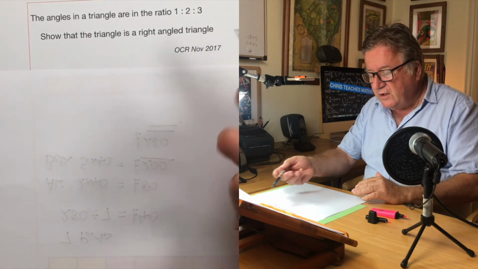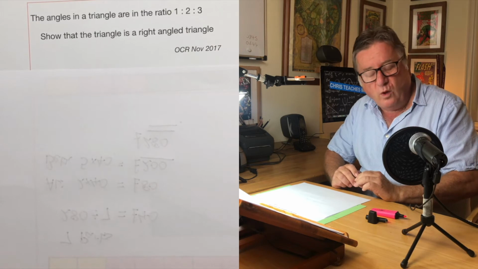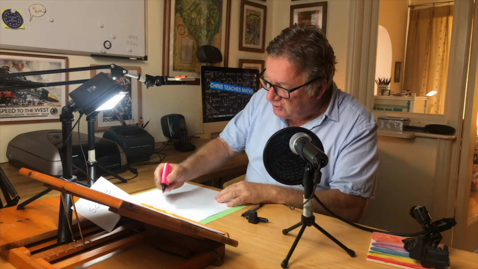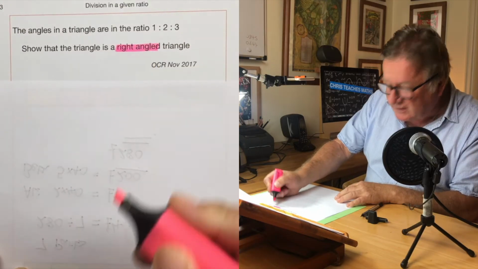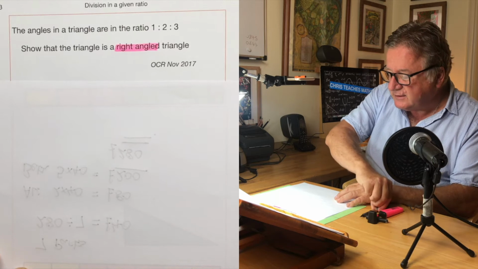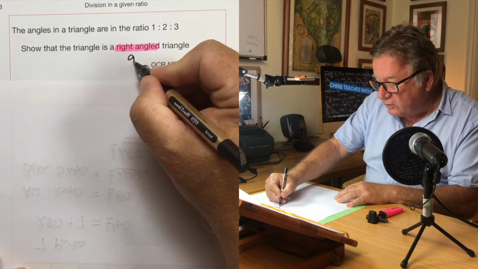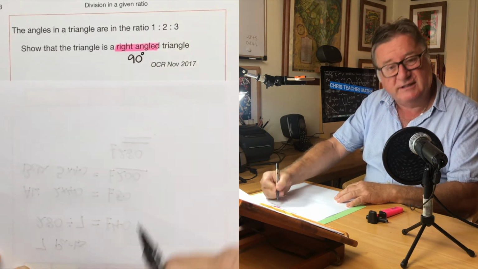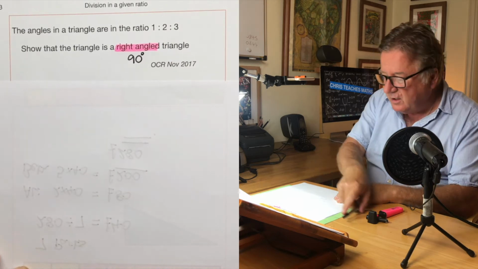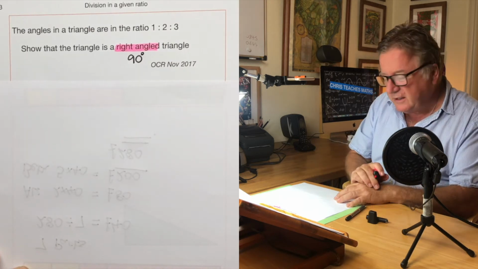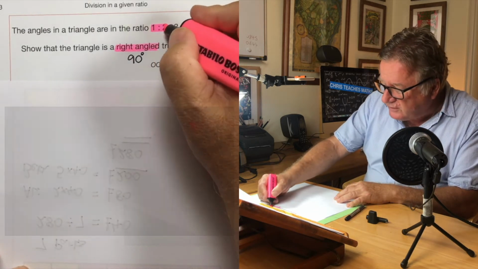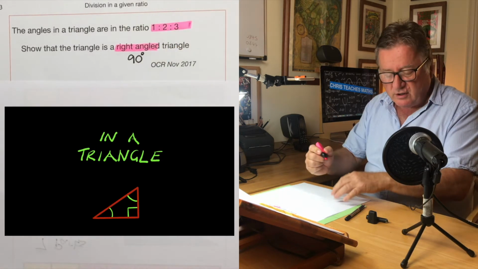So we've got the angles in a ratio 1 to 2 to 3. Show that the triangle is a right angle. So we show that the triangle is a right angle. That's the question. And that means we've got to have a 90-degree angle in there. What other information do we have? The ratio is 1 to 2 to 3 for a triangle.